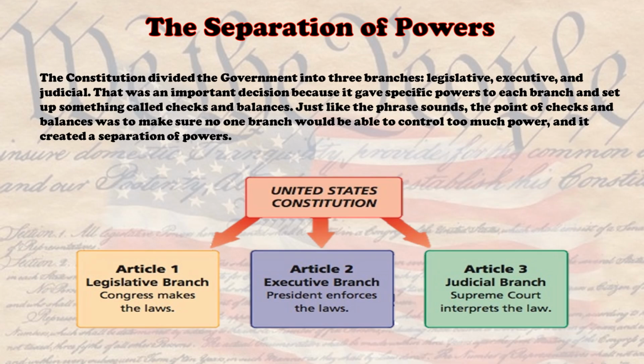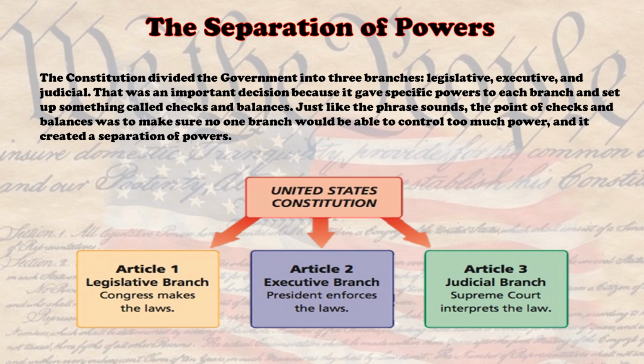Now, one of the real big things that the Constitution does for us is it separates the powers of the government. The Constitution divided the government into 3 branches: the legislative branch, the executive branch, and the judicial branch. This was an important decision because it gave specific powers to each branch and set up something called checks and balances. And just like it sounds, the point of checks and balances was to make sure that no one branch was able to control too much power. So it separated the powers.